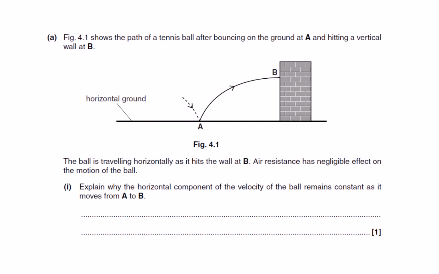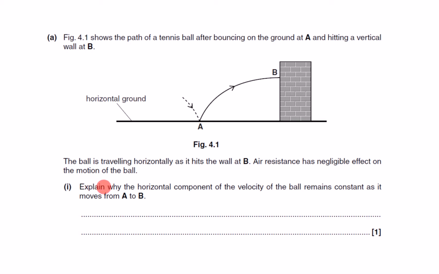Okay, let's have a look at question 4, which is showing the path of a tennis ball after bouncing on the ground at point A and hitting a vertical wall at B. The ball is travelling horizontally as it hits the wall at B. Air resistance is negligible, so it's got no effect on the motion of the ball.